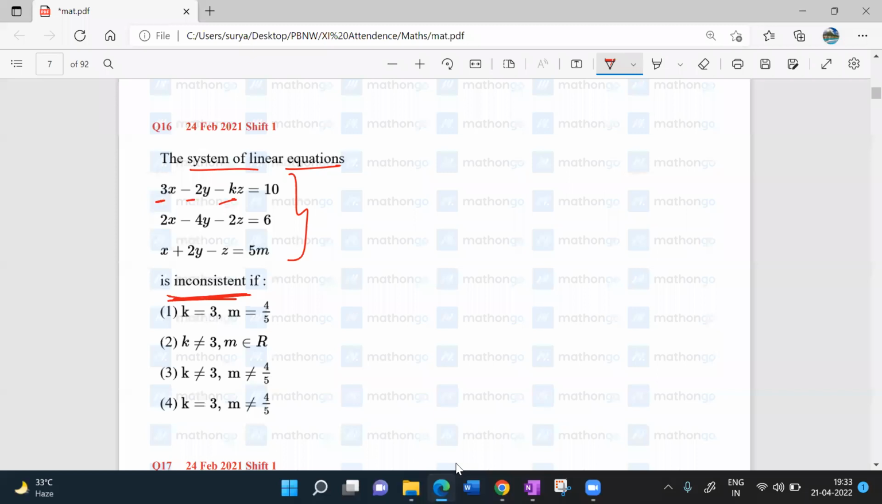But what is he asking for? Inconsistent if k is equal to... Okay, look at it here, option B deleted, option C also deleted. Either option A or D should be correct. Why? Because k is equal to 3 is available in options A and D. So any one of the options is going to be correct. Let's see which of the following options is correct. Now how can you check that?